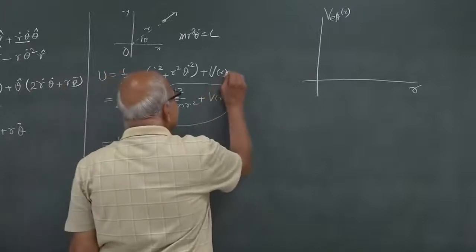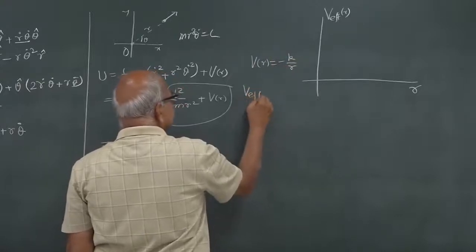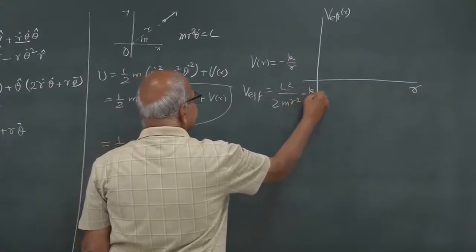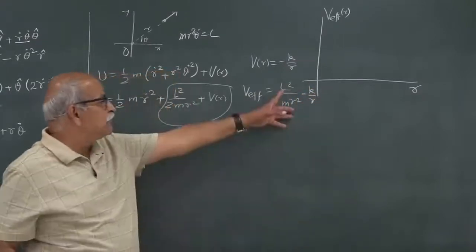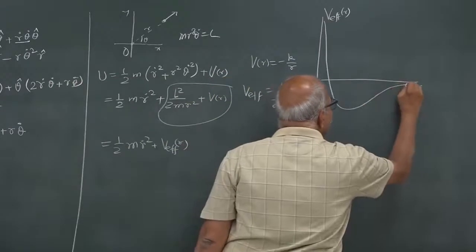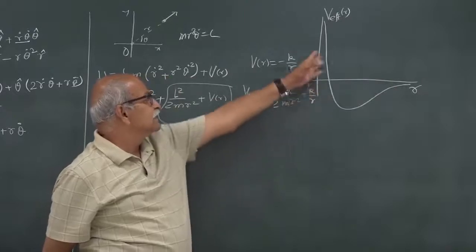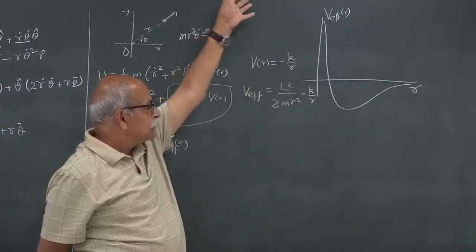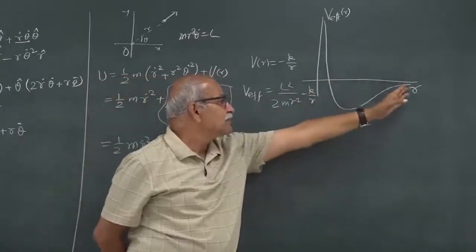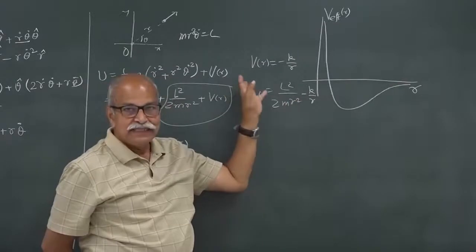So, if this V r is minus k by r, and this V effective is L square by 2 m r square minus k by r, then we saw the shape of this will be of this type. For small values of r, this dominates, it is increasing and positive, and for large values of r this will dominate over this. So, ultimately this will fall faster and the total will be negative, and finally, when r is very large everything is approaching 0.